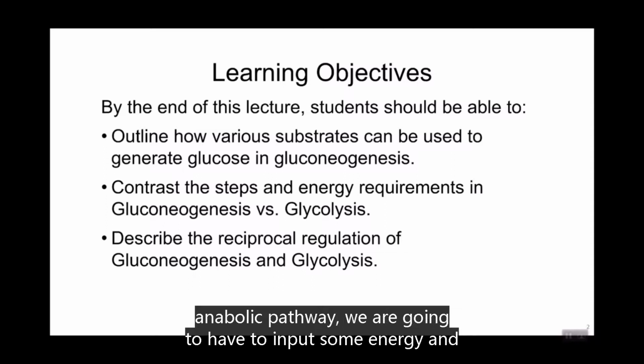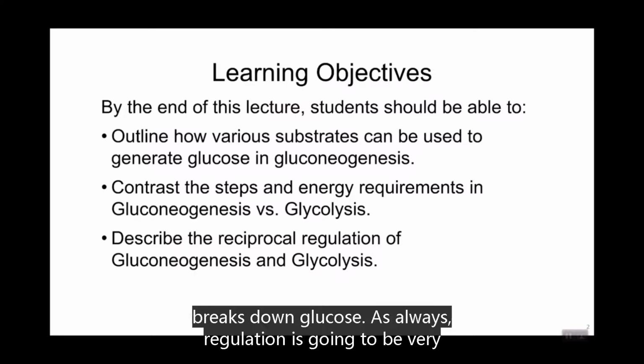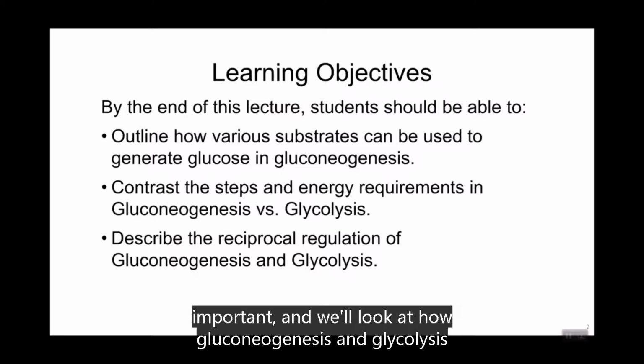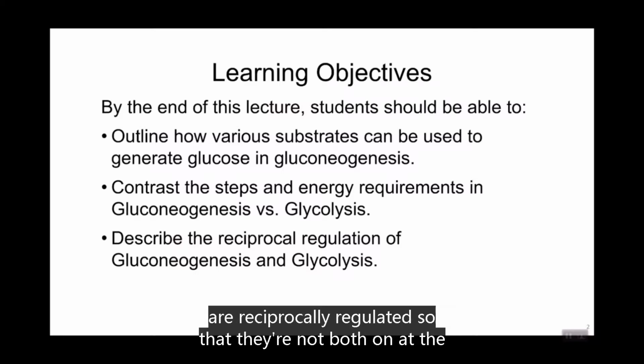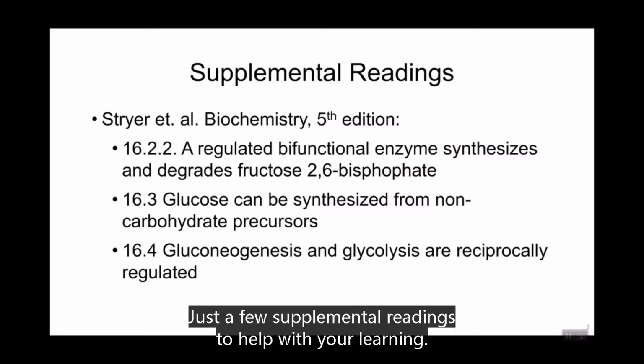going to have to input some energy, and that we can't just simply use the reverse of glycolysis, which breaks down glucose. As always, regulation is going to be very important, and we'll look at how gluconeogenesis and glycolysis are reciprocally regulated so that they're not both on at the same time in a liver cell. Just a few supplemental readings to help with your learning.